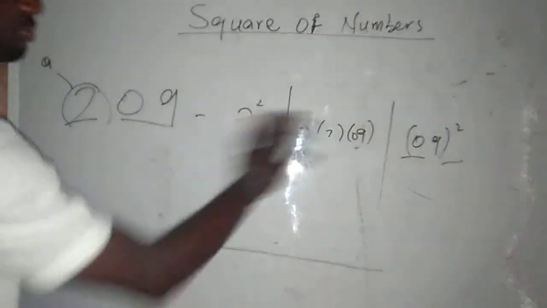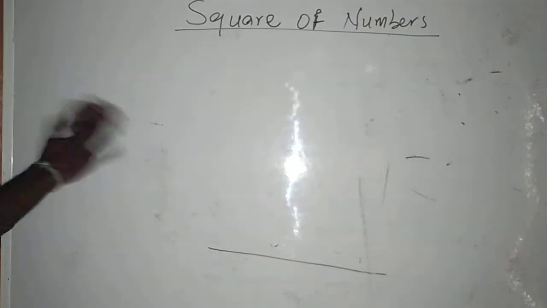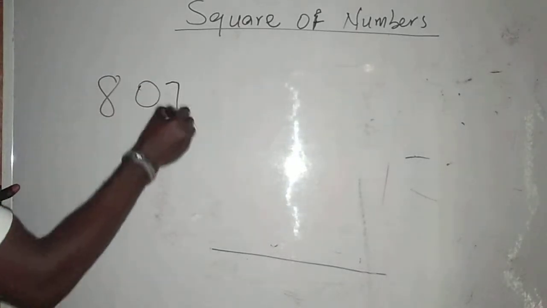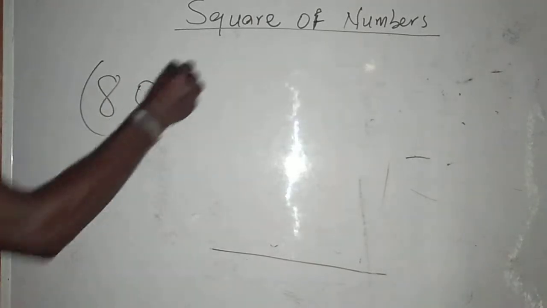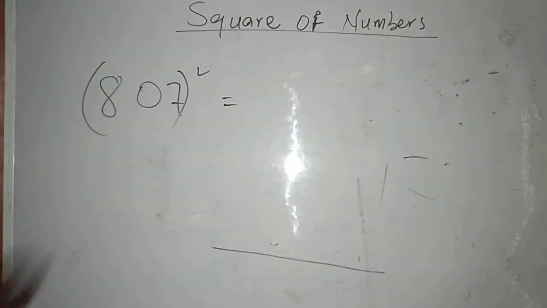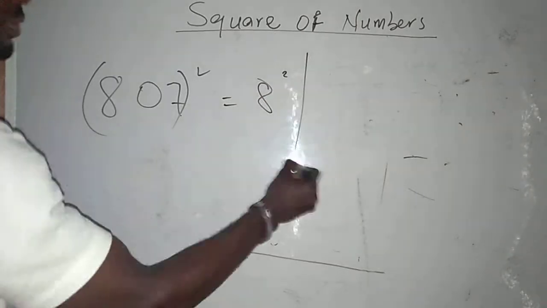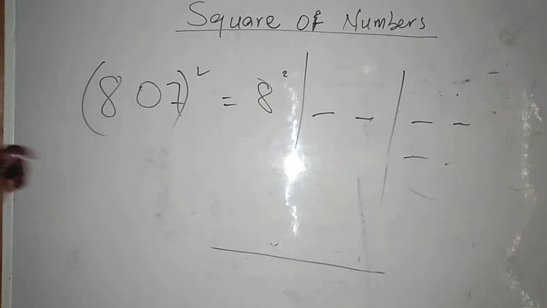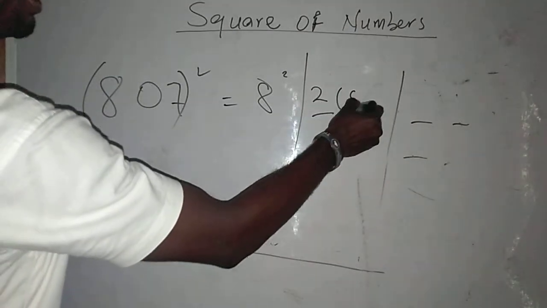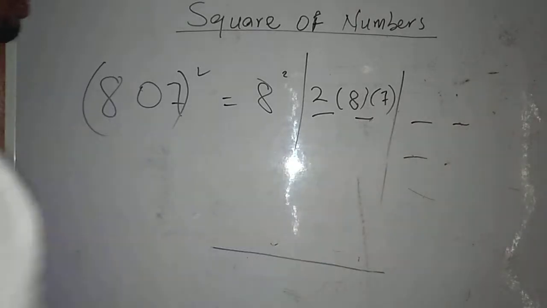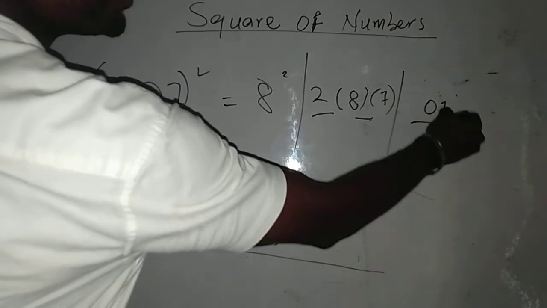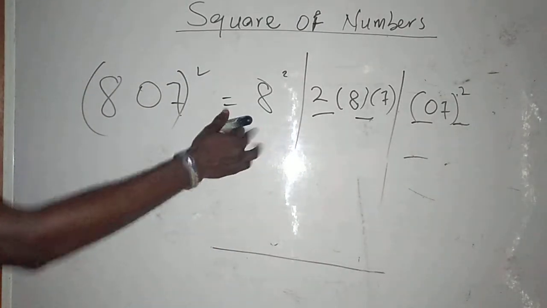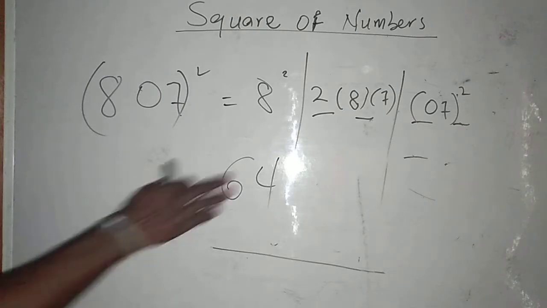Now, I think once it's 2, the number after will be what? 2 digits. Let me look for a number like, okay, 807 square. The same way, this one will be what? My first, which is called 1, 2, 1, 2. Now, the first one is this. The second one will be 2 bracket of 8 bracket of 7. And the last one will be what? 07 square. Now, the first one will be what? 64. Yes, 64.